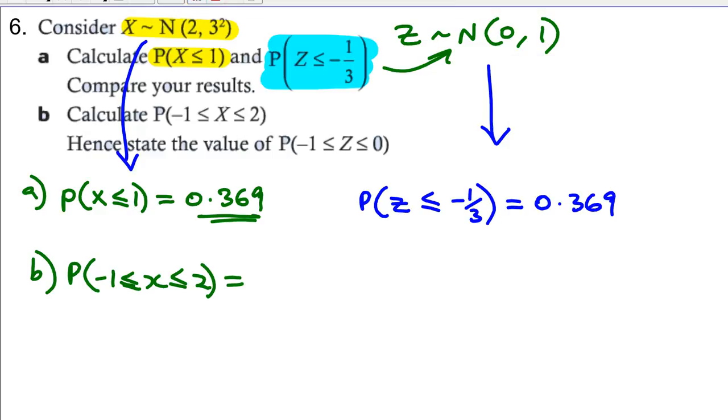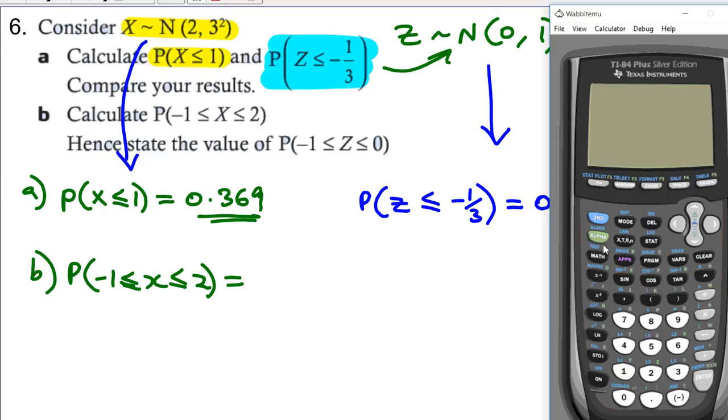So if you go onto your calculator again, CDF, lower bound is negative 1, upper bound is 2, the mean is 2, standard deviation is 3, 0.341.